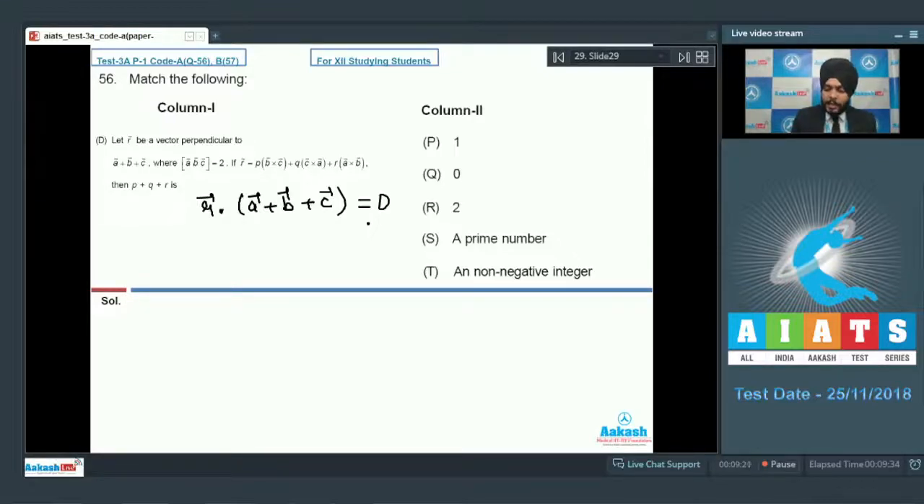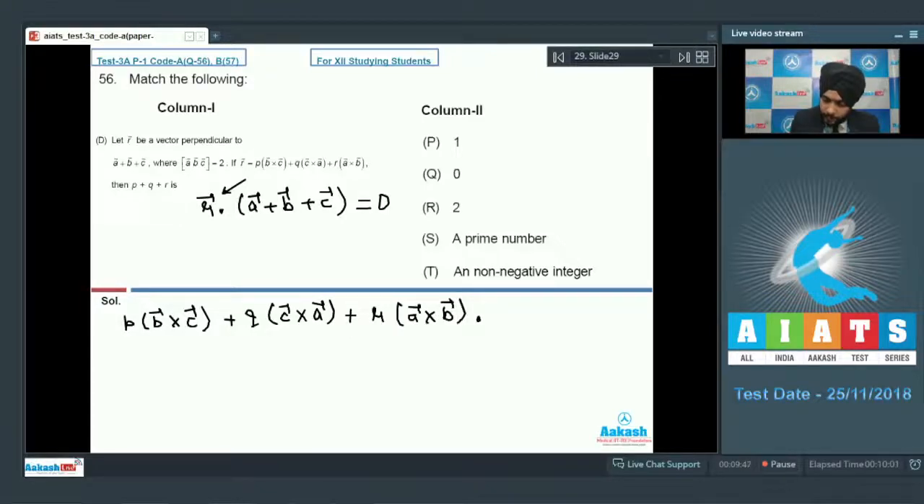Take R dot A plus B plus C equal to 0 directly from this equation. That means put the value of R here. P B cross C plus Q C cross A plus R A cross B dot with A vector plus B vector plus C vector equals to 0. Is that clear? Now B cross C dot C is 0, so simply it is P times scalar triple product of ABC.